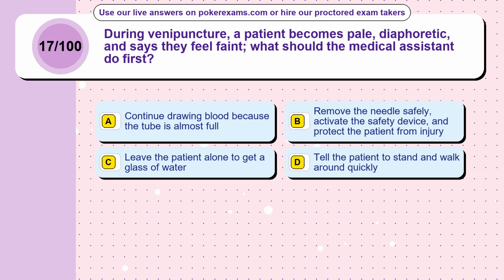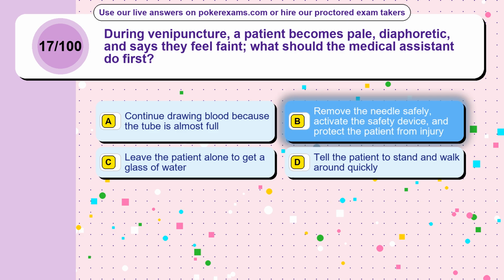Question 17. During venipuncture, a patient becomes pale, diaphoretic, and says they feel faint. What should the medical assistant do first? Option A. Continue drawing blood because the tube is almost full. Option B. Remove the needle safely, activate the safety device, and protect the patient from injury. Option C. Leave the patient alone to get a glass of water. Option D. Tell the patient to stand and walk around quickly.